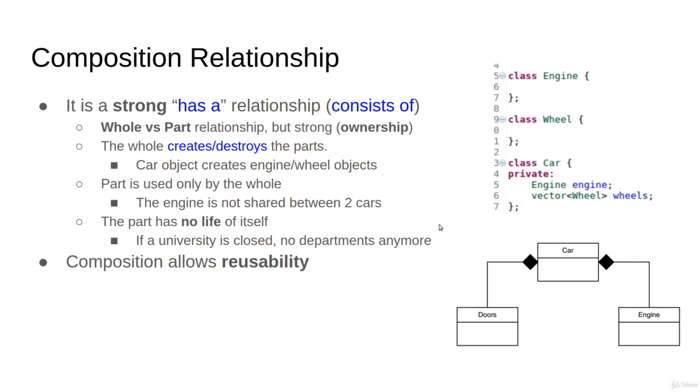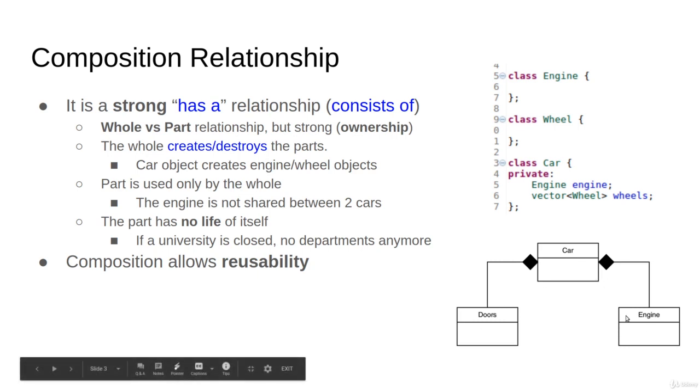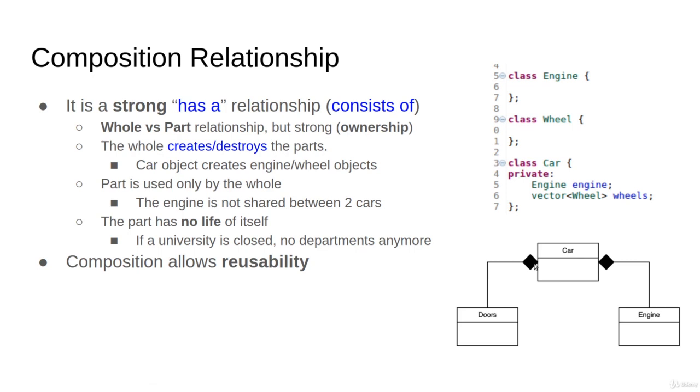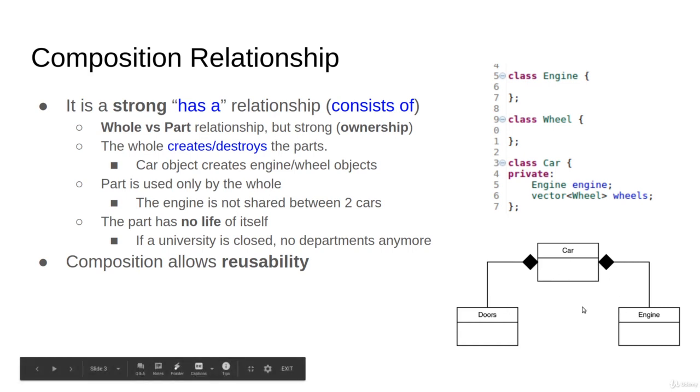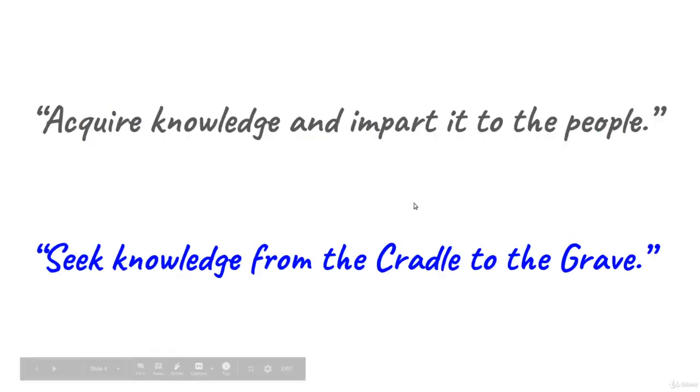In terms of UML, reading here, there is a car and it has doors and an engine. This black diamond represents the composition. You find it typically at the whole side. So it means that car is composed of doors. Car is composed of engine. You can also read the relationship in reverse, like engine belongs to a car, doors belong to a car, and so on. That's it.